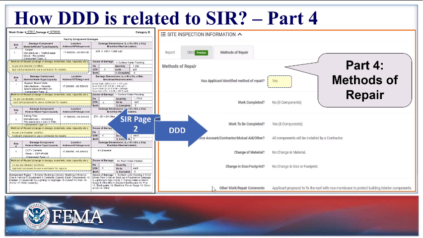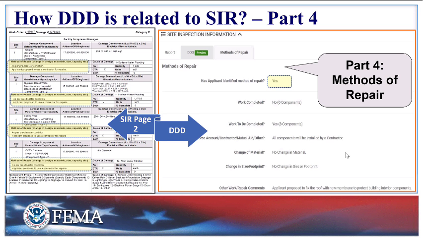And then also the methods of repair is used to validate or support the costs that the applicant has claimed related to work that has been completed. So if the applicant has said they've completed 50% of work, it should be identified, and we can have it documented on the site inspection report. So it's used to validate or support that claim.